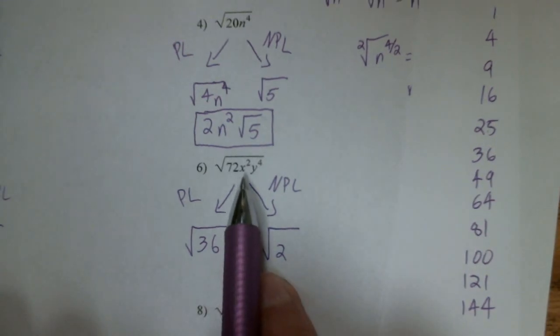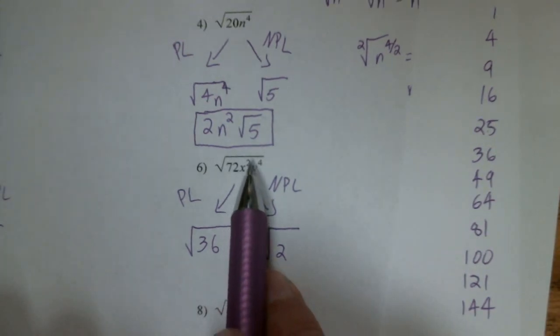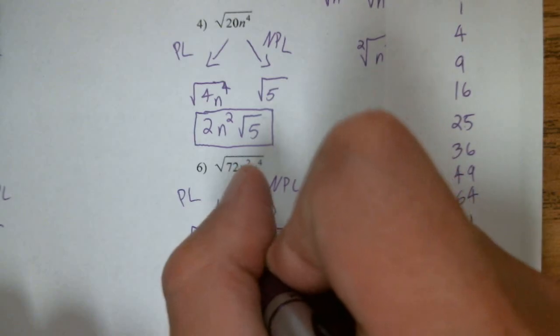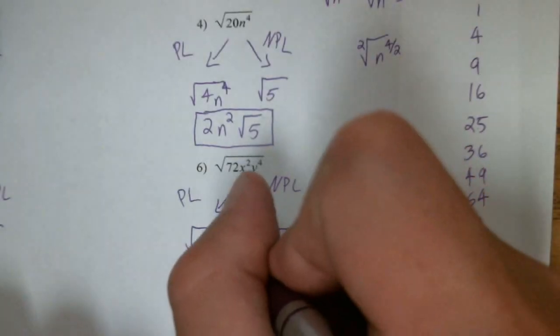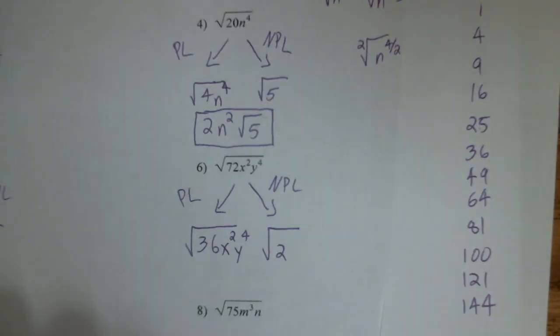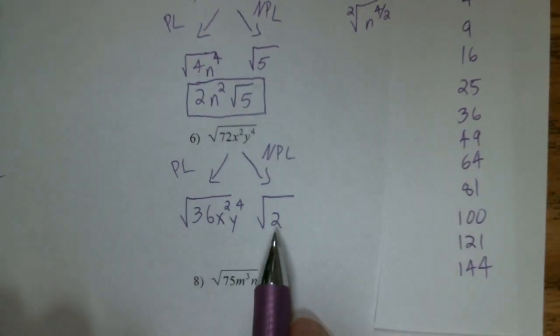Okay, here we go. The variables. X squared, is that perfect? Yes, because it's even, so I throw the whole guy in perfect land. Y to the fourth, is that perfect? Yes, because it's even, so I throw the whole thing into perfect land. So the only thing in the trash can in non-perfect land is 2.